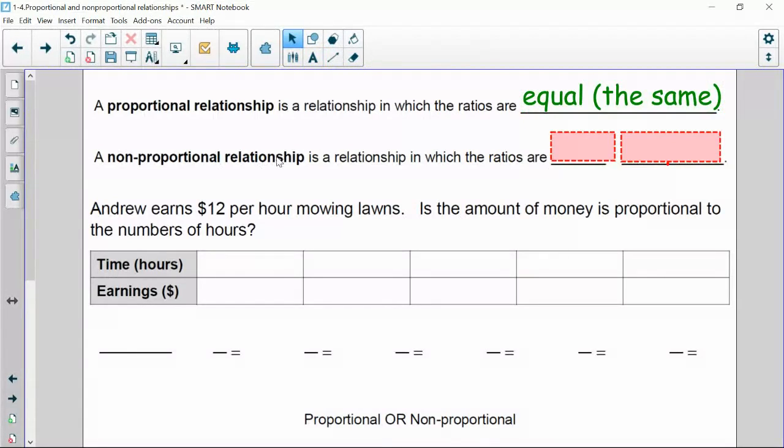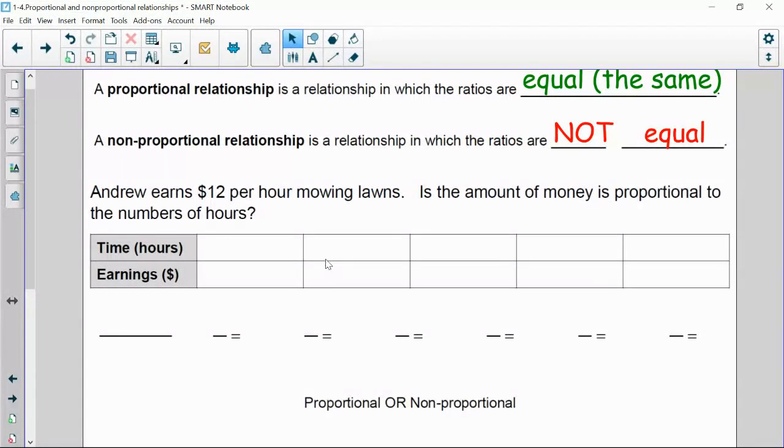A non-proportional relationship is one in which the ratios are not equal. So we're going to make another table. Andrew earns $12 an hour mowing lawns. Is the amount of money proportional to the number of hours? Let's talk about how many hours he's working. If he doesn't work at all, say Saturday morning he works nothing, is he going to make any money if he doesn't go mow lawns? No, so that stays at 0.